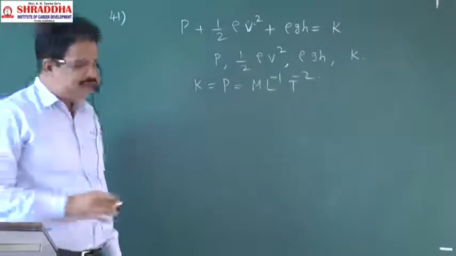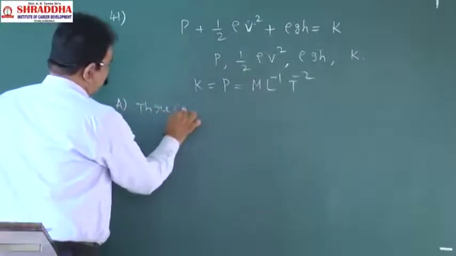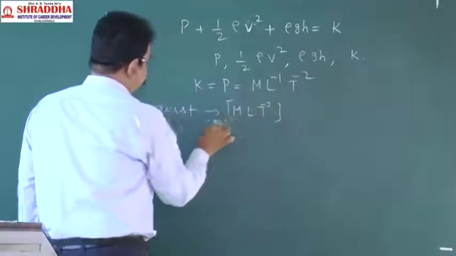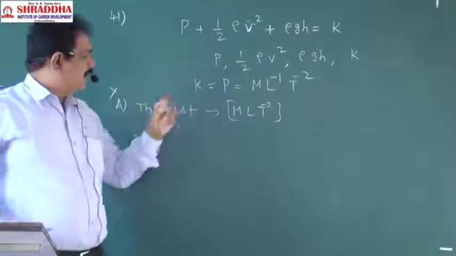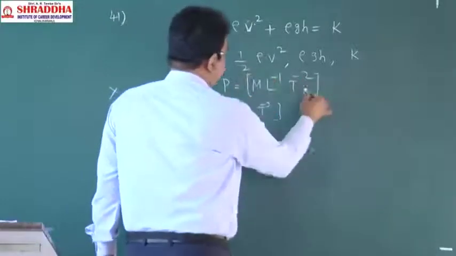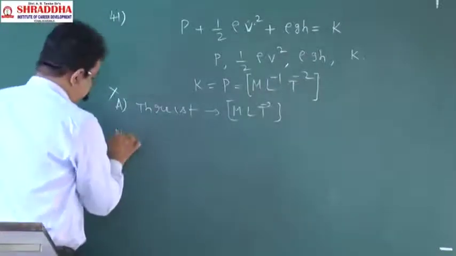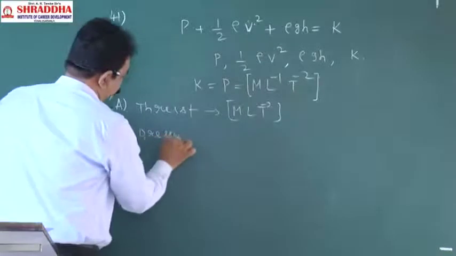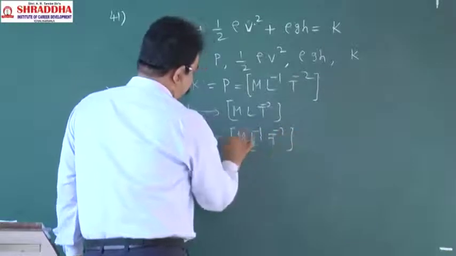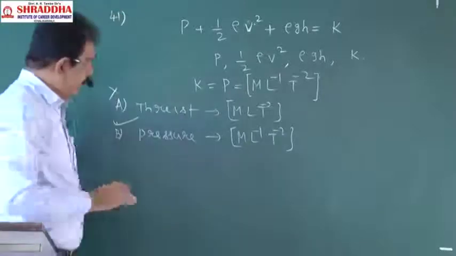Then check the options. First they gave thrust. Thrust means force. Force dimensions are M L T power minus 2. Its dimensions are not equal to K. K dimensions are M L power minus 1 T power minus 2. Next, pressure. Pressure dimensions are M L power minus 1 T power minus 2. So this is the answer. Pressure gradient.